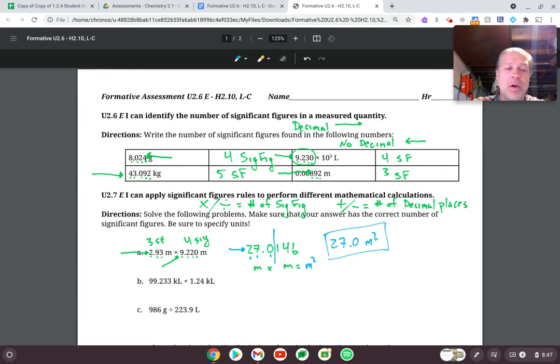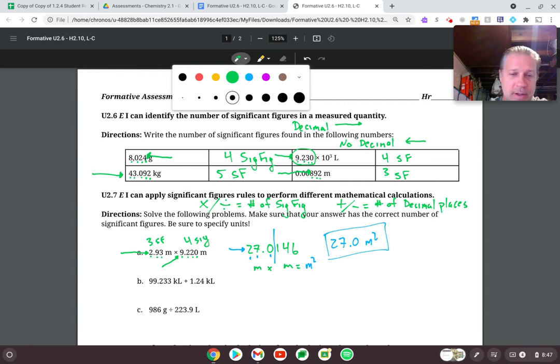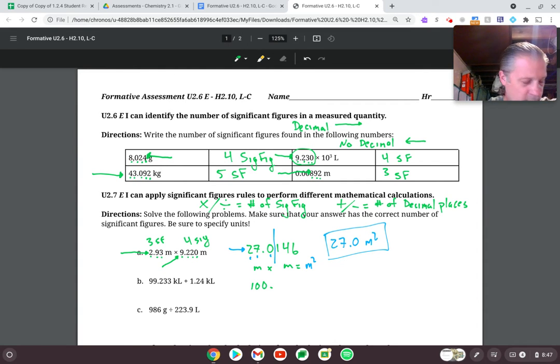In the case of B, we are adding. So our final answer is going to be based on number of decimal places. And when we plug this one into the calculator, we get something like 100.473.